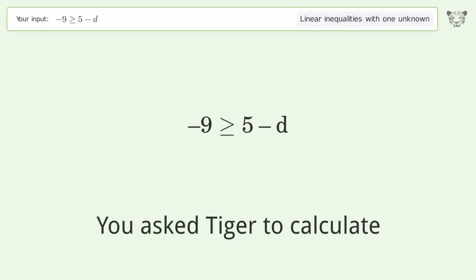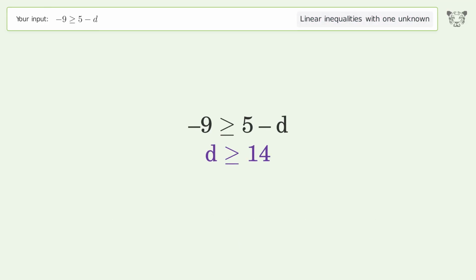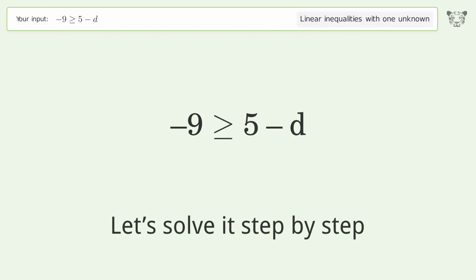You ask Tiger to calculate. This deals with linear inequalities with one unknown. The final result is d equal or greater than 14. Let's solve it step by step.